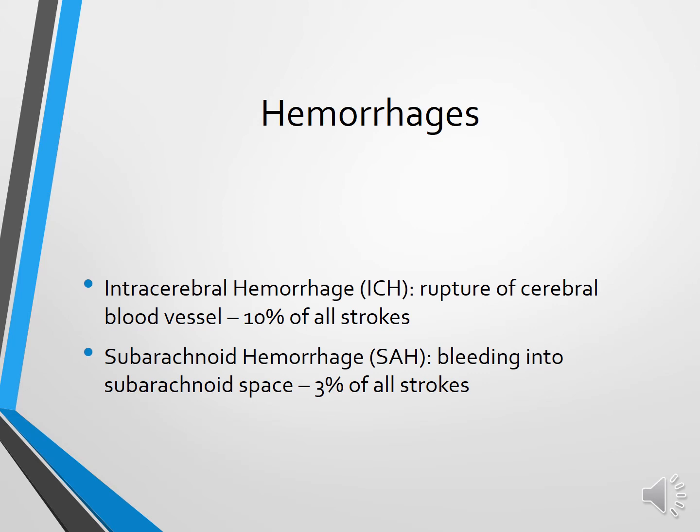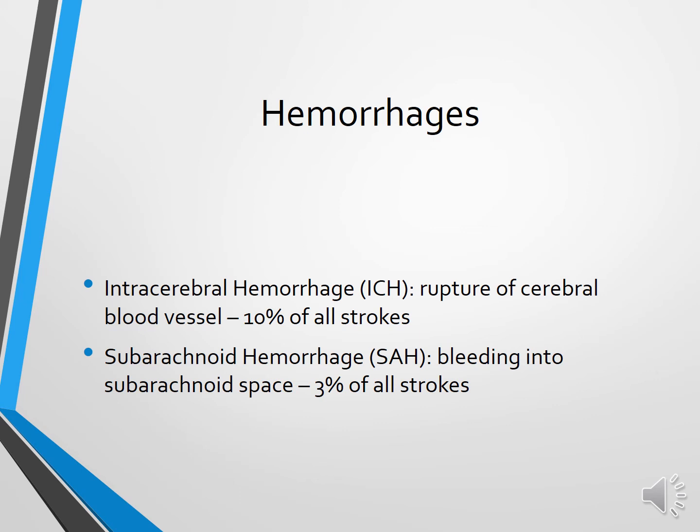So we talked about strokes that arise from thrombus and embolus. These are pretty much where the blood vessel is blocked for whatever reason. So you have a localized blockage, and that's again most common. Between 80 to 87% of strokes are going to be ischemic, either thrombus or embolus.